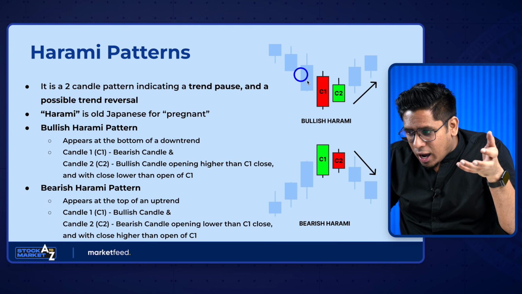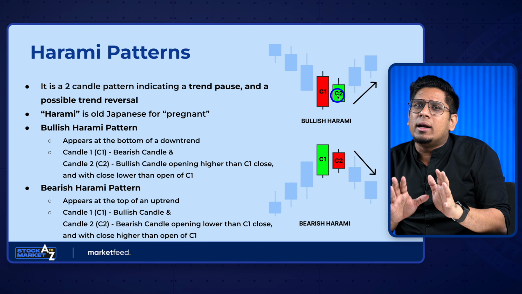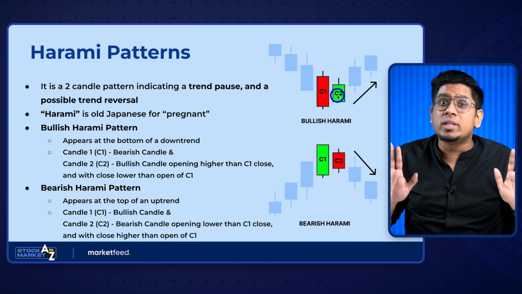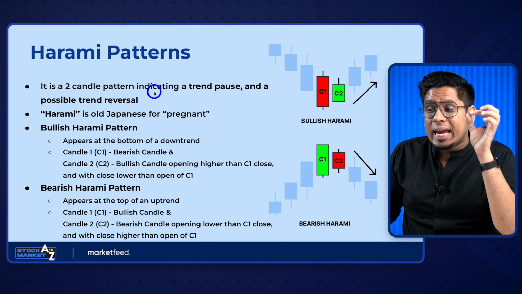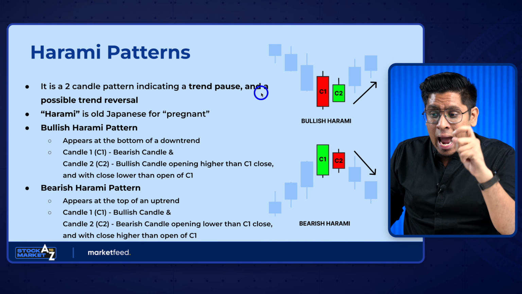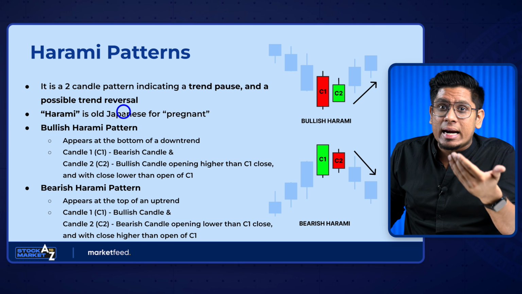So there is a downtrend and then a small candle, which means that the trend is kind of coming to an end, or there is a pause in the trend at least. That's what we can see here, right? It is again a two candle pattern indicating a trend pause and a possible trend reversal. Just a possible trend reversal, I would say.